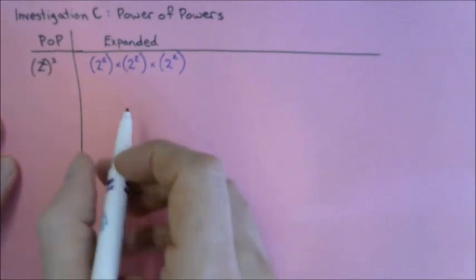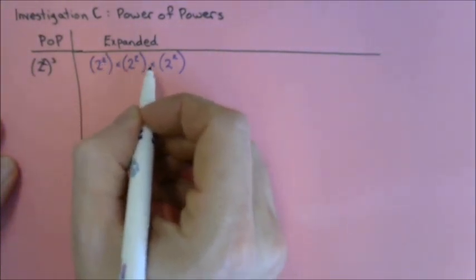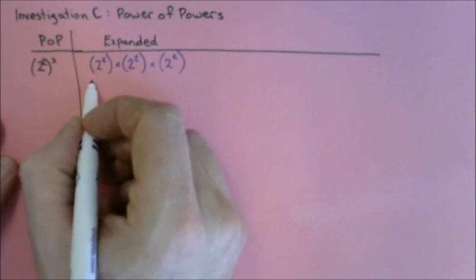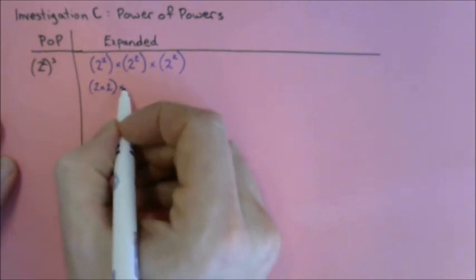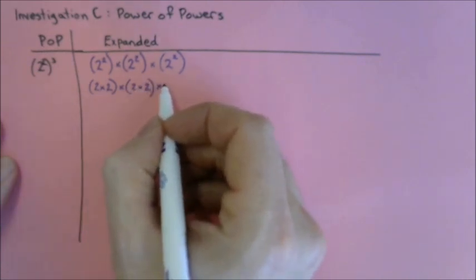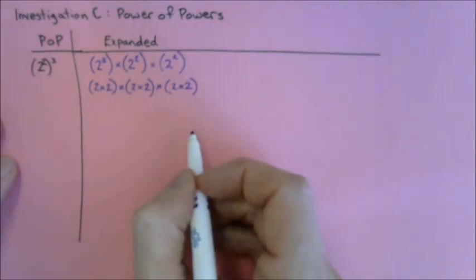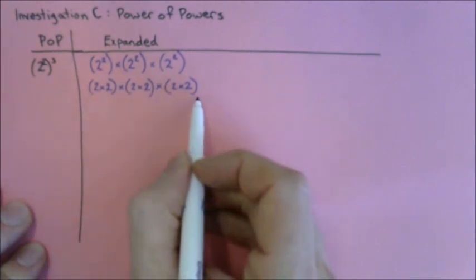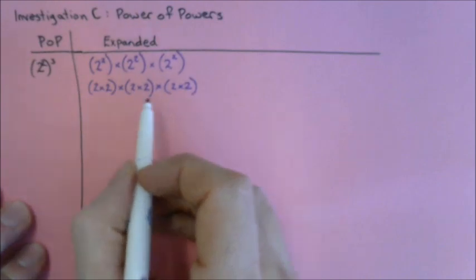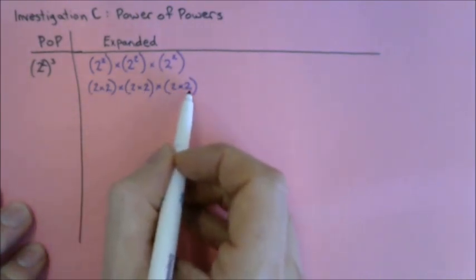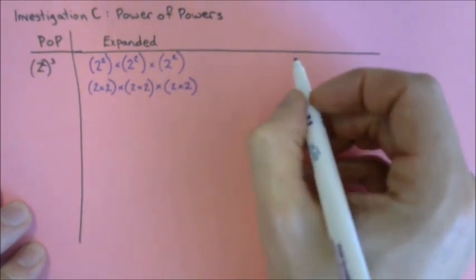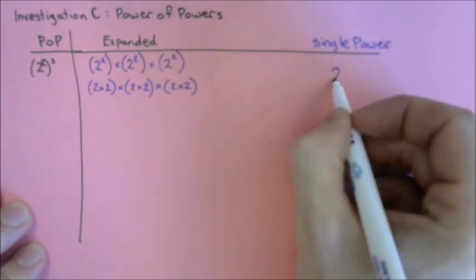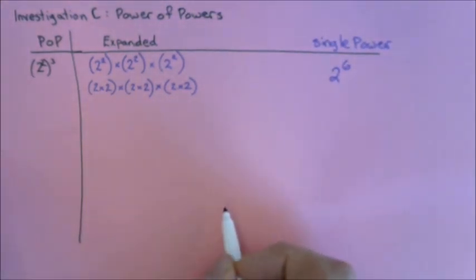Now in the next line, within that 2 to the power of 2, we can expand each of these powers as well. This is a base of 2, an exponent of 2. So we have 2 factors of 2. That's going to give us 2 times 2 times 2 times 2 times 2 times 2. Now as we're thinking through this, these brackets really don't need to be here because all of these factors of 2 are connected by multiplication. So it's really just 2 times 2 times 2 times 2 times 2 times 2, which gives us in our single power, 6 factors of 2, or 2 to the power of 6.